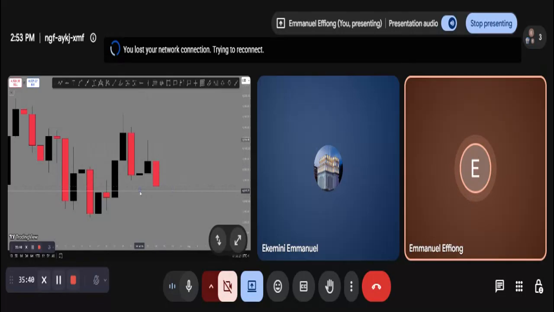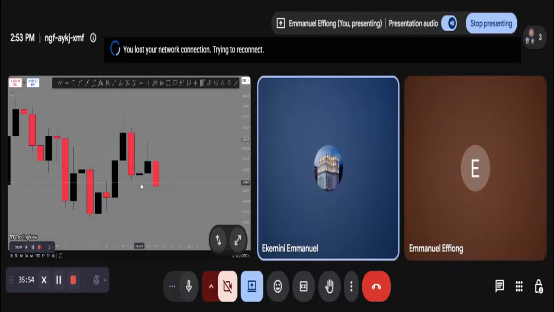Once it finishes forming, it can still give us an inside rejection and double break. So the break of structure on a lower time frame will determine which one you will use, because that's what is going to happen here. I don't know if you get me. Yeah, I'm getting you.